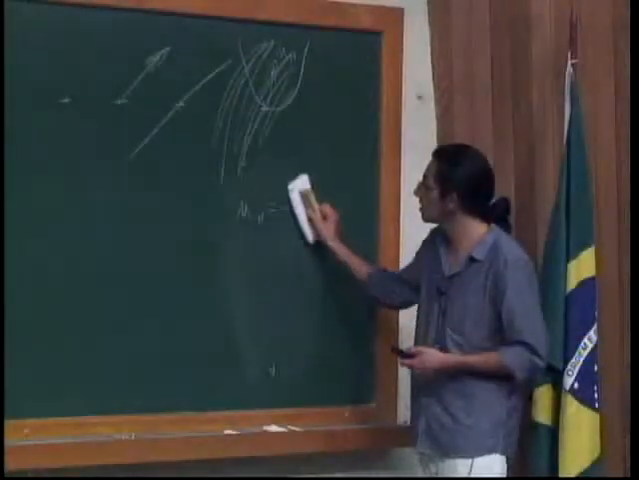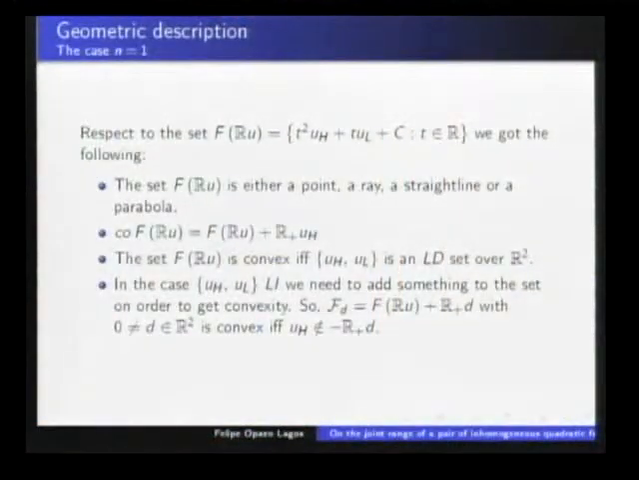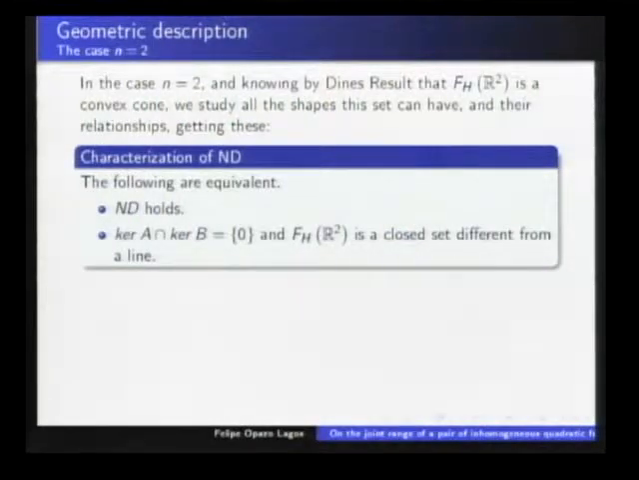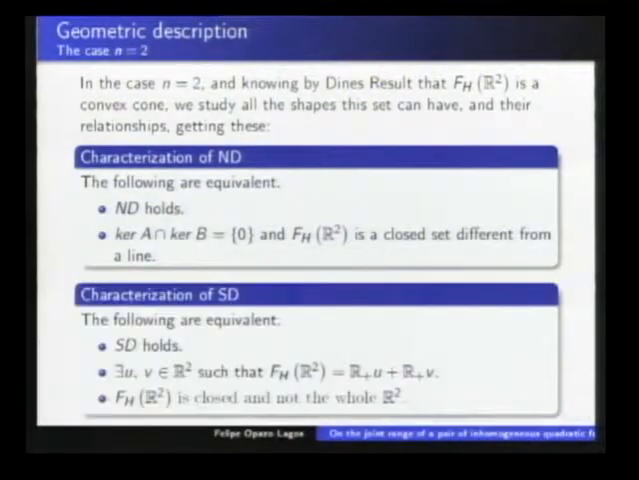So studying the one-dimensional case was a very fruitful one, because it allows us to study the most difficult case of n equal to 2, the bidimensional case. We get some characterizations of the main properties. This is a very strong one. Look, a closed set different from a line.